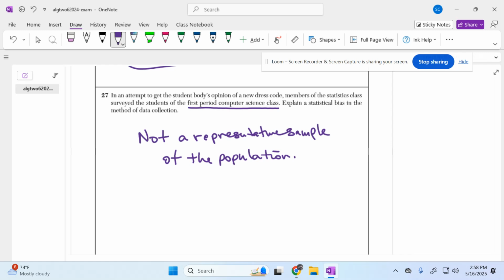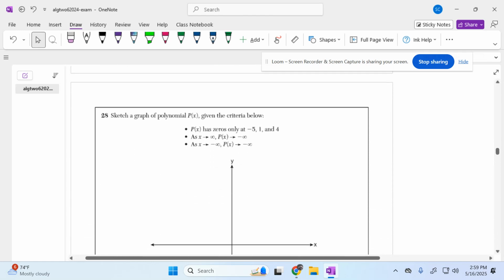They only asked computer science students. They didn't randomly choose computer science class. They just picked that class. So that's an issue. We can say it's not randomly selected. We're only taking people that are in computer science, and all of the other people that aren't in computer science weren't even potentially in the survey or the sample. So not being a representative sample or not being randomly selected are two answers to 27.